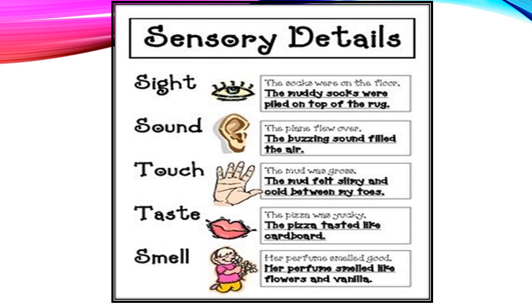Now for the examples of sensory details, first we have sight. The muddy socks were piled on the top of the rug. Next, sound. The bustling sound filled the air. Then touch. The mud felt slimy and cold between my toes. Then fourth, taste. The pizza tasted like cardboard. Then lastly, smell. Her perfume smelled like flowers and vanilla. Those are examples of sensory details.